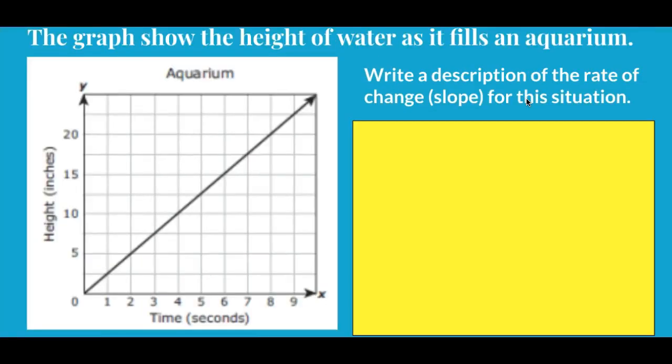The graph shows the height of water as it fills an aquarium. Write a description that describes the rate of change here. All right, so if we're looking at this, here's our rate. We see we're here at 0. We rise 5, we run 2, right? We rise 5, we run 2. If we divide 5 by 2, you get 2.5. Therefore, the description is that the water is rising at a rate of 2.5 inches per second.